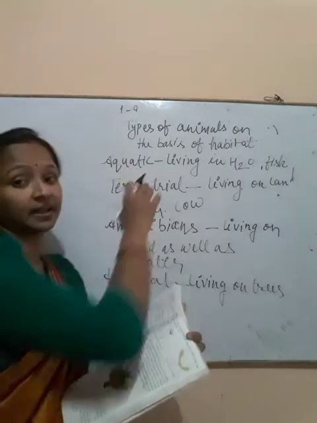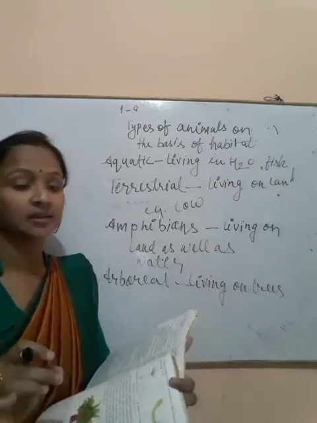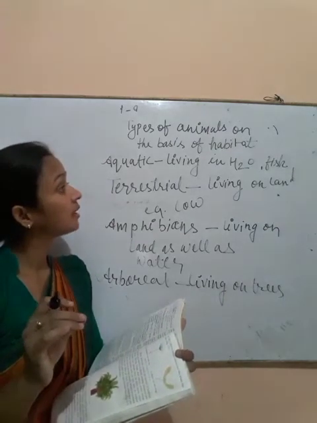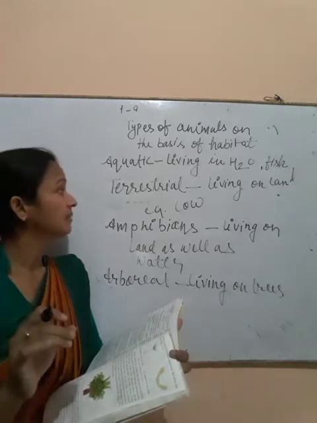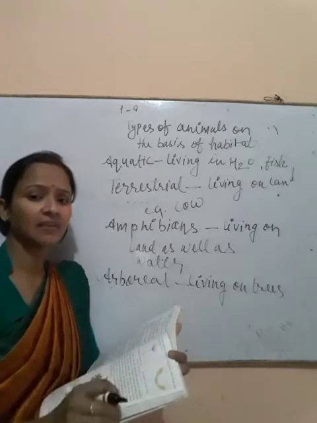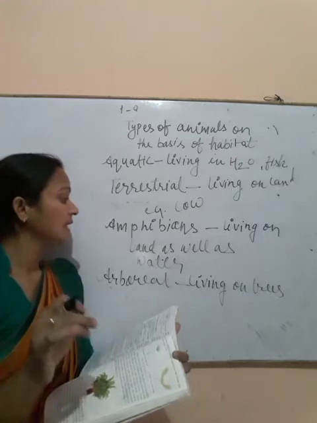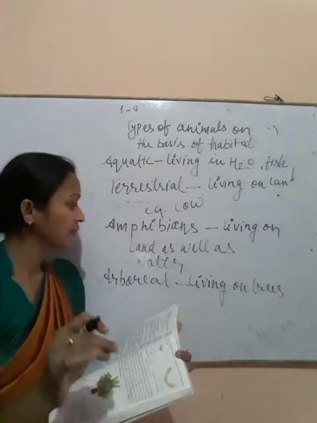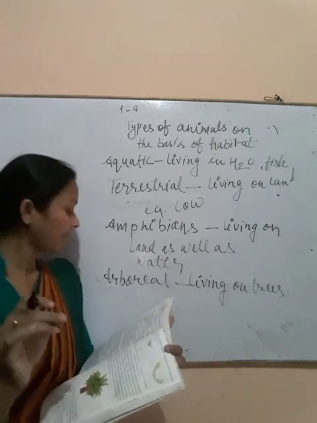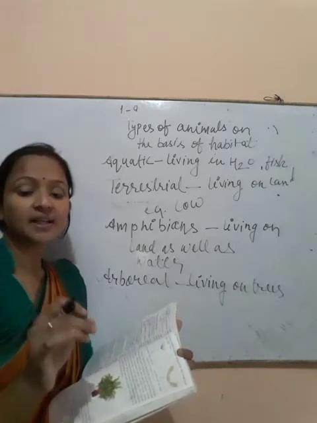So according to the types of animals on the basis of habitat, the first one is the aquatic. Aquatic means animals that live in water, for example fish. Then terrestrial, living on land, for example cow, lion, tiger, elephant, etc. Amphibians, amphi means both, living on land as well as in water. And arboreal, living on trees, for example monkeys, squirrel, etc.